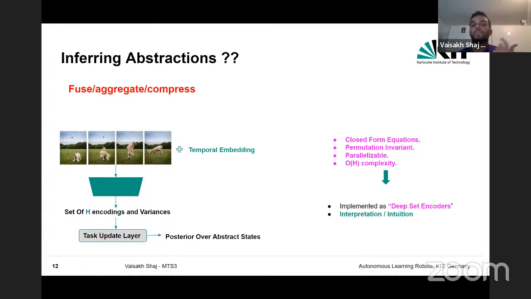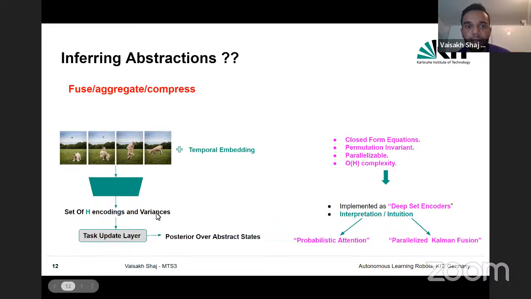So that's what I'm going to say. Some interpretation for this can be thought of as a probabilistic attention, which means the variances encode the attention weights, and it's sort of a weighted mean over these encodings, and this attention mechanism is learned through these variances. It can also be thought of as a parallelized Kalman fusion operation. So we can think of it in that way. So that's how we infer the abstractions.